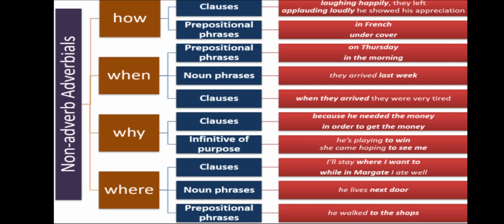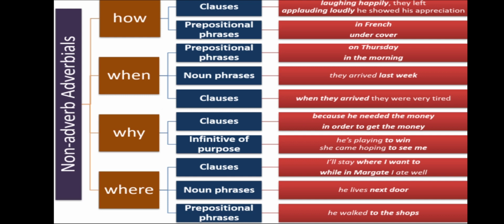Here we got two clauses: laughing happily, applauding loudly. We got the clauses by questioning the sentence with how. Prepositional phrases: in French, undercover. Actually, it's a short form of the example. That's why it's written only in 2 or 3 words.